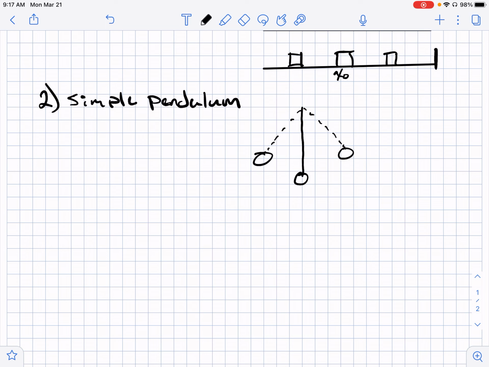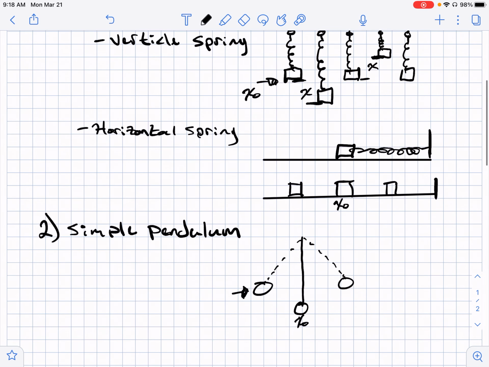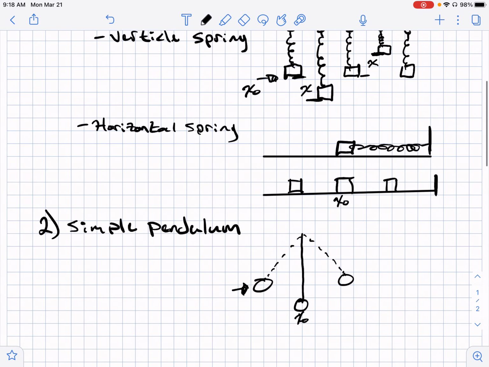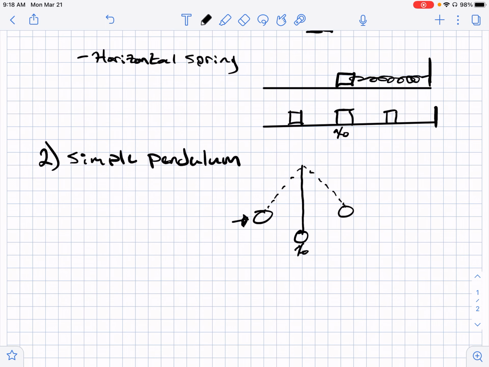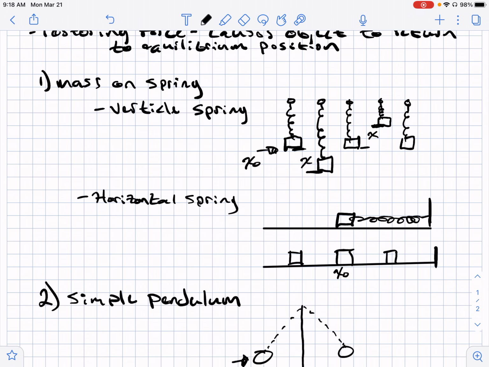Because whenever I'm in this position right here, that gravitational force is going to cause it to move back towards your equilibrium position, which is right here. This would be your equilibrium position, and it's going to swing back and forth. Now the difference between these two is we have a spring here, and my restoring force is going to be the spring, whereas over here your restoring force is going to be gravity, the force of gravity. So these are the two basic types of objects that move with this simple harmonic motion that we're going to be looking at throughout this unit.